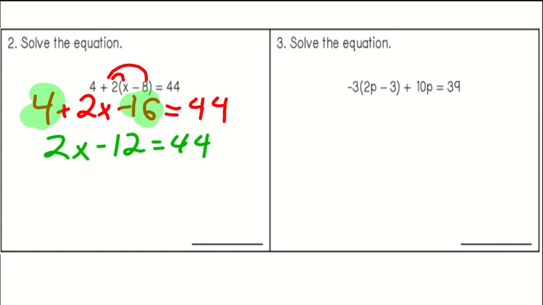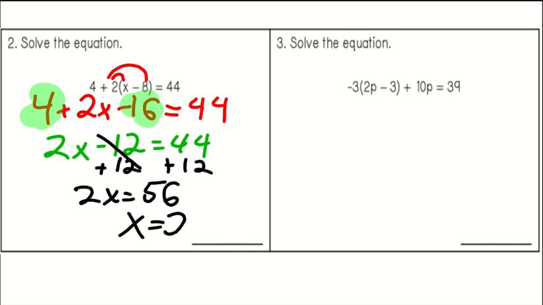Now we solve. So add 12. We get 2x equals 56. When we divide, we get x equals 28. Any questions on that? Anyone think they need to see number 3?